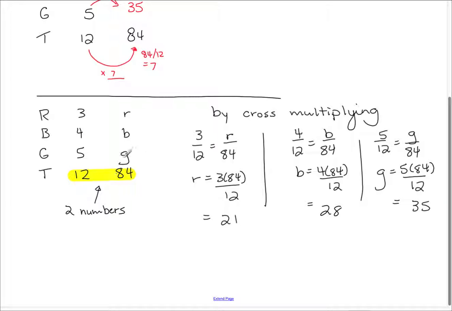Remember that anytime they give you a total, you have to make your own total column. And this is really just kind of rough work, lining up your numbers so that you can make your ratios. Happy calculating.